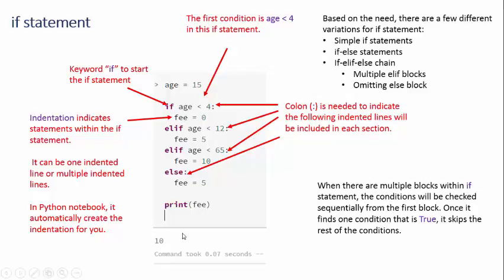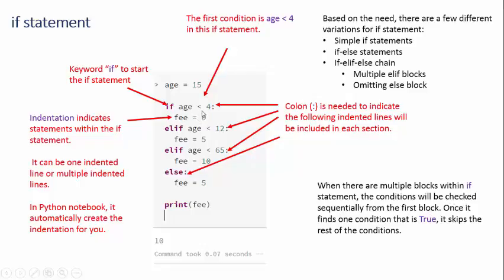So when we go through the whole process, the if statement is basically a kind of branch. You have different branches of the code you can go through, and which branch or segment you execute is based on the conditions. And it is very important to notice, as I put in here, that when there are multiple blocks within the if segment, we have 1, 2, 3, 4 different blocks here. The conditions will be checked sequentially from the first block.